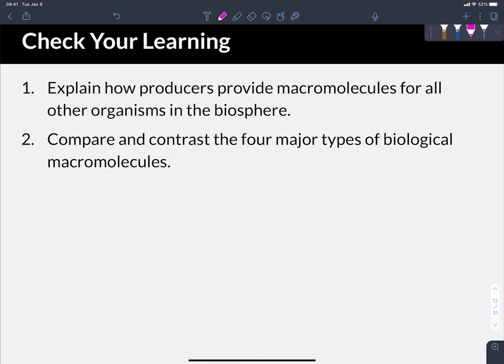As we wrap up this video, you want to check your learning and make sure that you can do the following. You want to make sure that you can explain how producers like plants can generate macromolecules that are used by every other organism in the biosphere, how they go from producers into those other organisms and move around. And then you also want to make sure that you can compare and contrast those 4 major types of biological macromolecules we just discussed: our carbohydrates, lipids, proteins, and nucleic acids. If you can do all that, you're doing great. If not, hey, that's okay too.